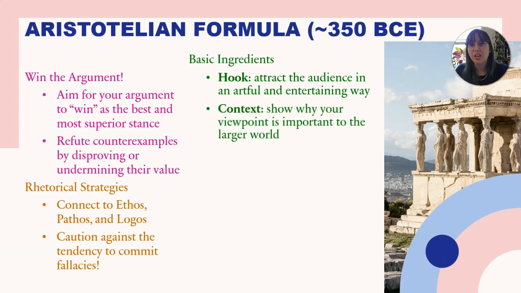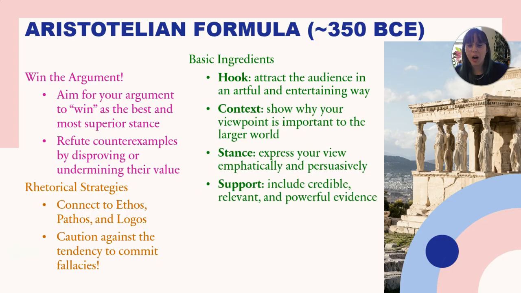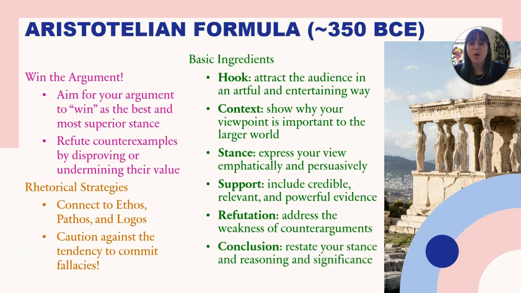The basic ingredients are the ones we are taught from grade 4 on how to compose an essay. The hook that entices the audience, the context that shows why your viewpoint is important to a larger world, and then your stance. So this is your thesis. Then you support your argument with credible, relevant, powerful evidence. You refute and address the weakness of counterarguments, and then in the conclusion you restate your thesis. So the Aristotelian essay is the argument form we are all usually most familiar with.